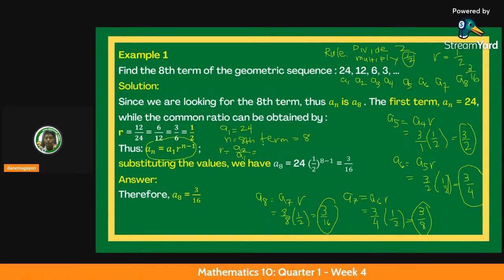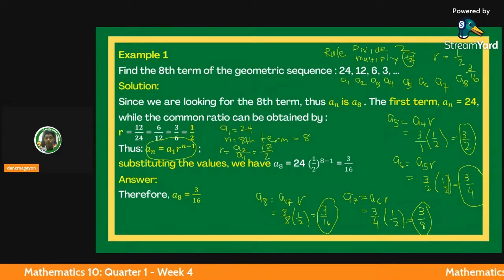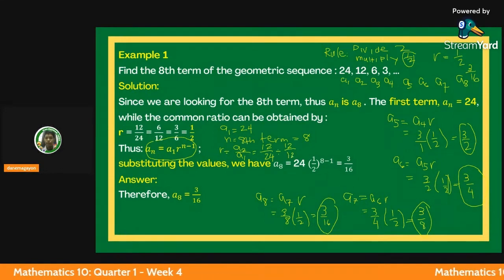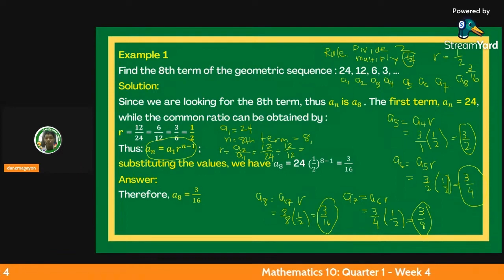Yung a sub 2 natin dito is 12. Yung a sub 1 natin is 24. Di ba, yung 12 over 24, we can simplify this by dividing both numerator and denominator by their common factor. In this case, we have 12. So 12 divided by 12 is 1, and then 24 divided by 12 is 2. So we have 1 half.